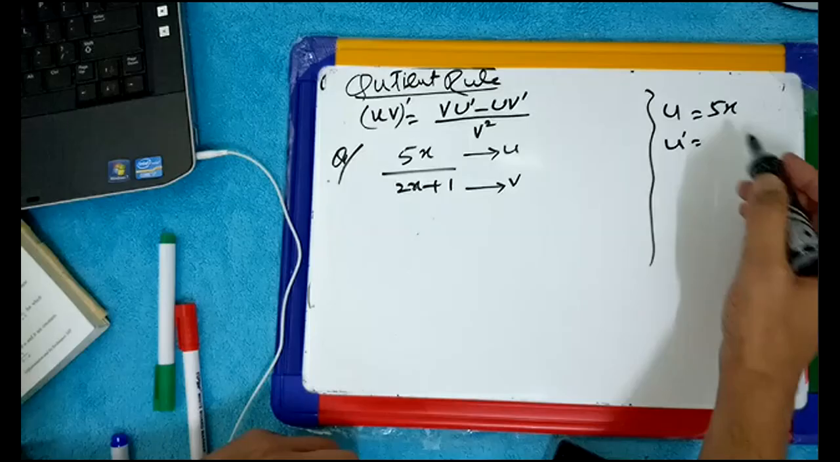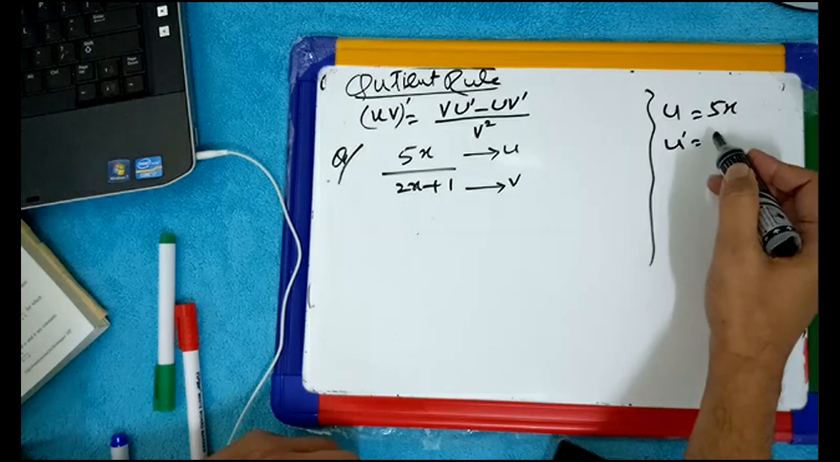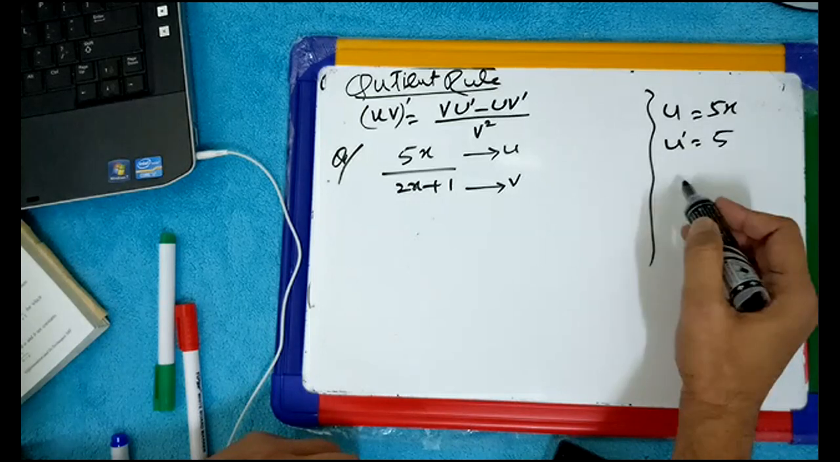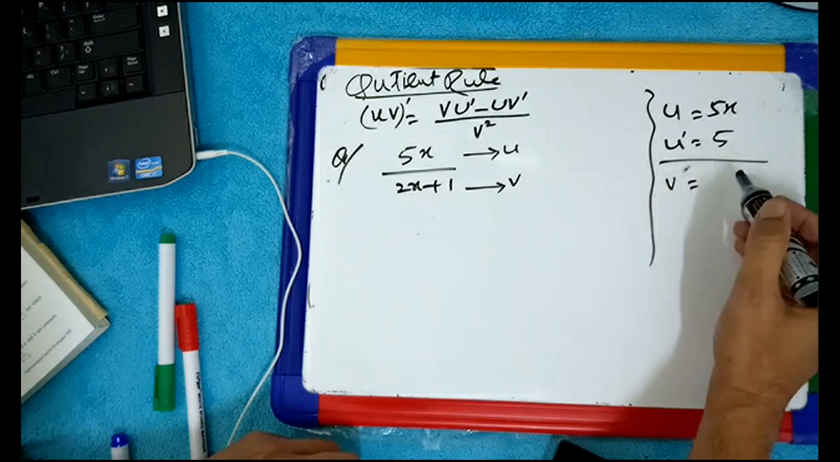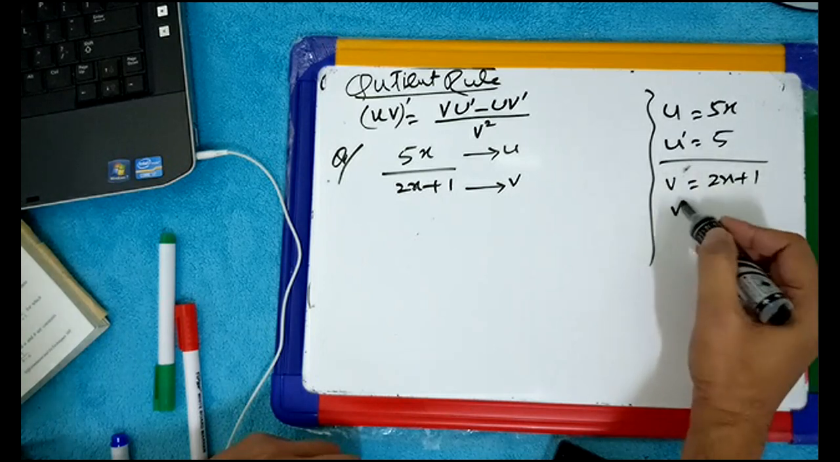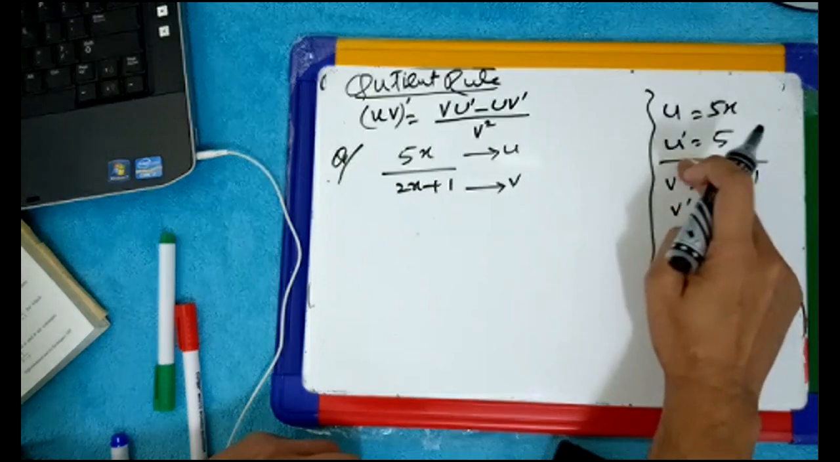Yeah, 5x, and then that's 5. It's just 5. Good. Okay. Now v equal to 2x plus 1. V dash, or v prime, equal to? It's just 2.